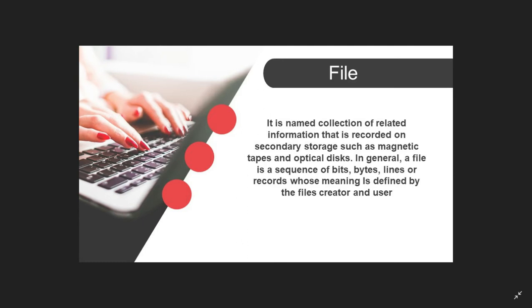So next is the file. A file is a named collection of related information that is recorded on secondary storage such as magnetic tapes and optical disks. In general, a file is a sequence of bits, bytes, lines, or records whose meaning is defined by the file's creator and user.